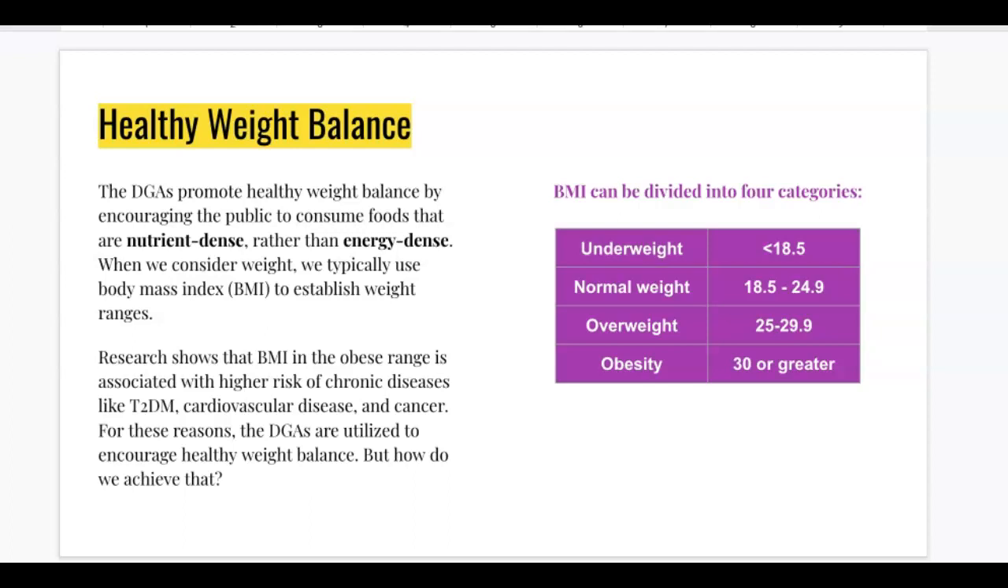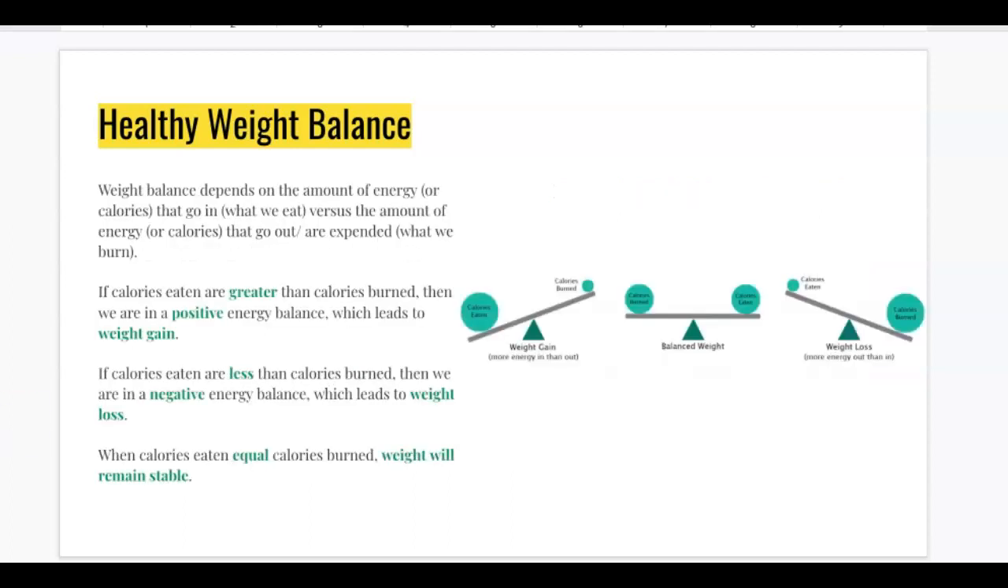So when we consider weight, we typically use body mass index to establish weight ranges, which you see here. Research shows that the BMI in the obesity range is associated with higher risk of chronic diseases like type 2 diabetes, cardiovascular disease, and cancer. So for these reasons, the DGAs are utilized to encourage healthy weight balance. But how exactly do we achieve that?